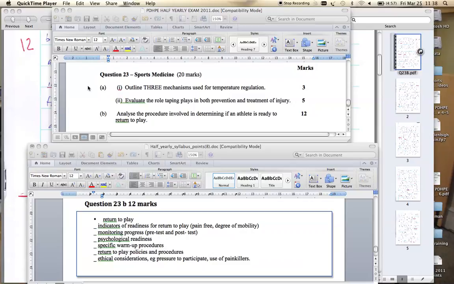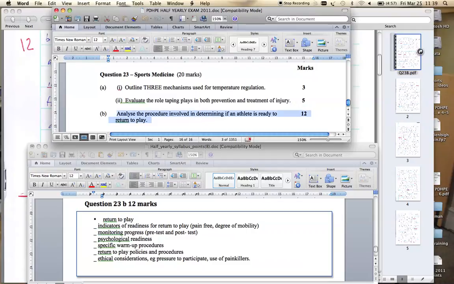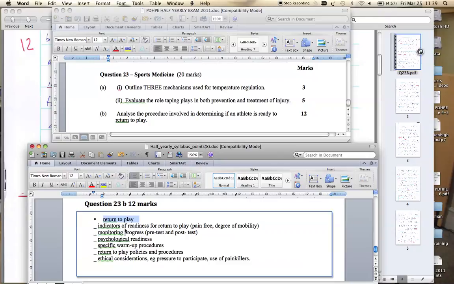G'day boys, we're just going to have a look at an answer for question 23B, which was the 12 marker from the sports medicine option. The question asks you to analyse the procedure involved in determining if an athlete is ready to return to play. So obviously the syllabus point it's referring to is return to play, as you can see here, and these are the 6 areas of the return to play dot point straight from the syllabus.